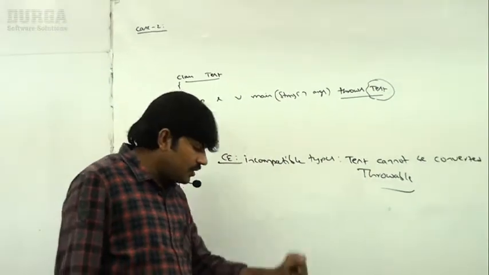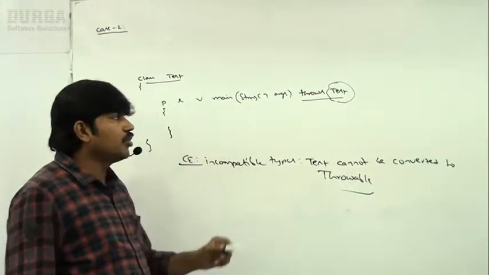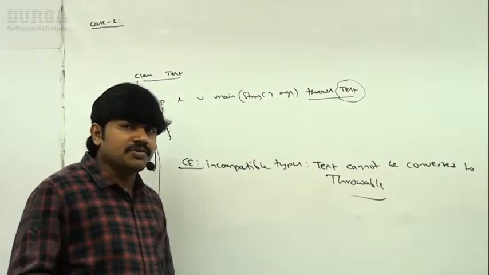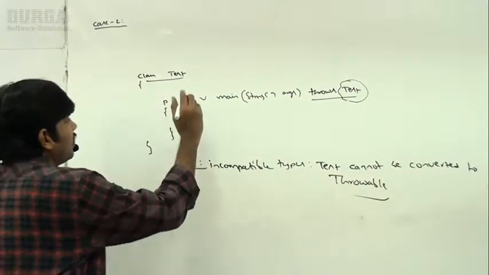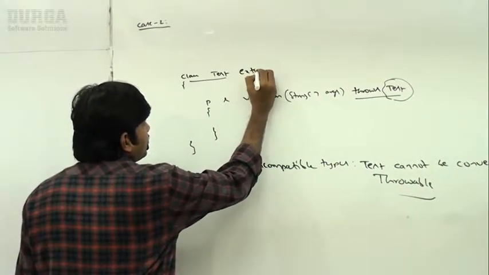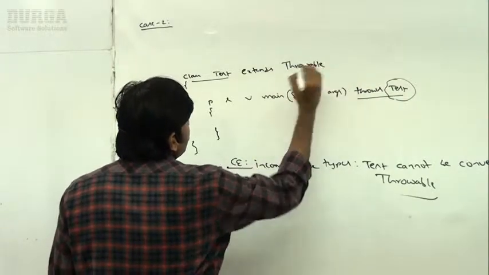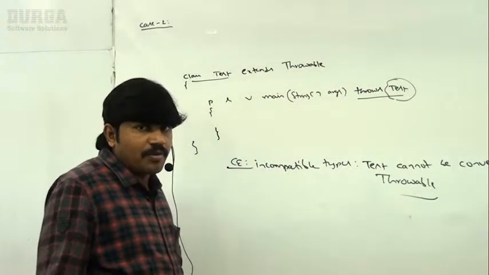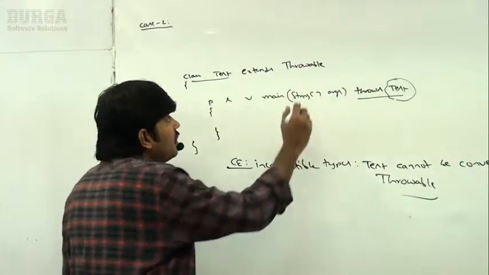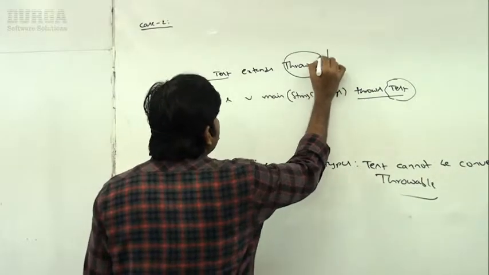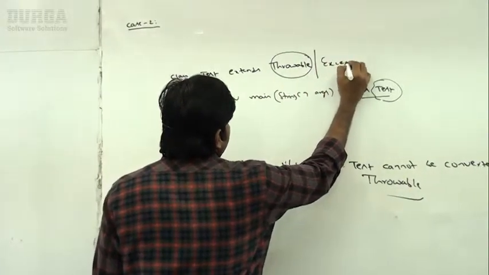Any doubt? Now the important conclusion you should be aware of: how can I make this valid? Very simple. Class Test extends Throwable. No problem, it will become a child class of Throwable. Sir, instead of Throwable, you can take Exception.